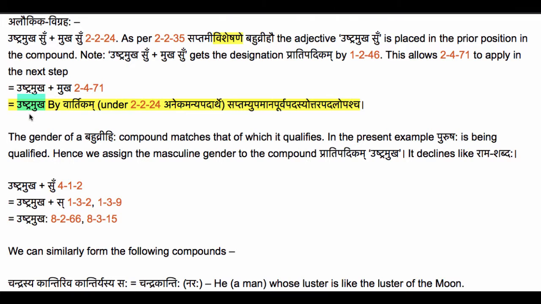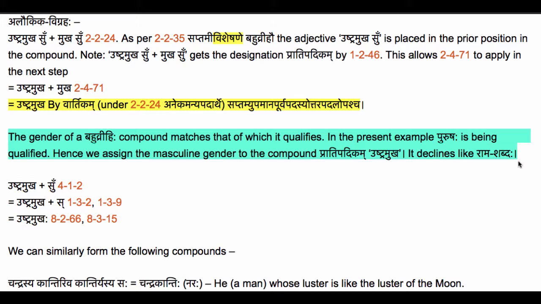Now as usual, the gender of a Bahuvrihi compound matches that of which it qualifies. In the present example, Purusha has been qualified, hence we assign the masculine gender to the compound Pratipadikam Ushtra Mukha. Decline like Rama Shabdaha. Prathama Ekavachanam is Ushtra Mukhaha.